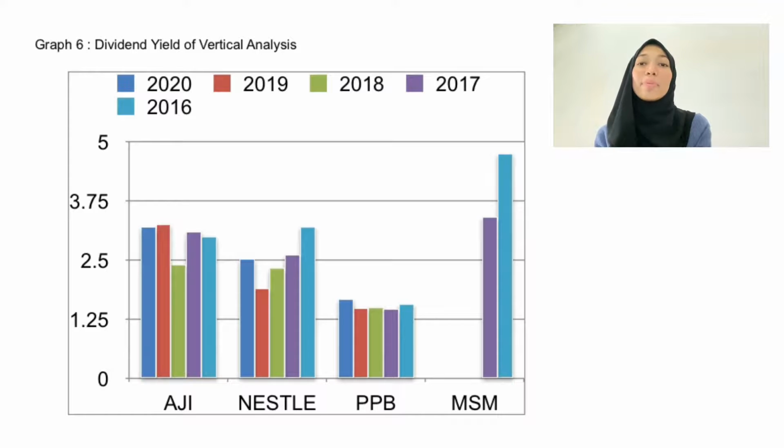However, MSM's dividend yield in 2020 is 0%, which is their lowest, and it managed to give a high dividend of 4.75% in 2016. In conclusion, Ajinomoto and Nestle have the ability in managing the companies' performance.